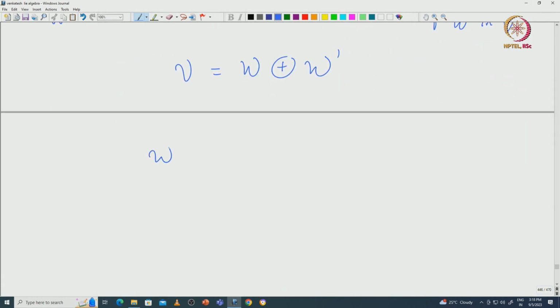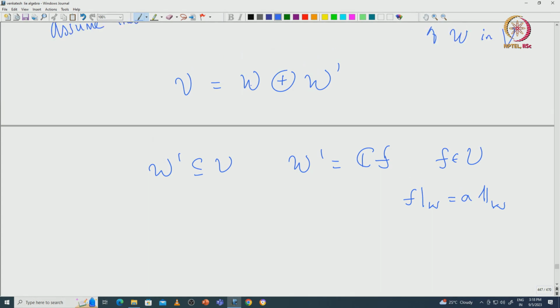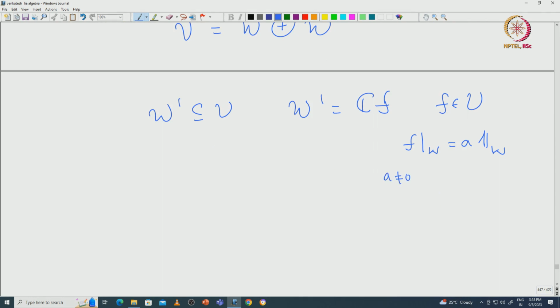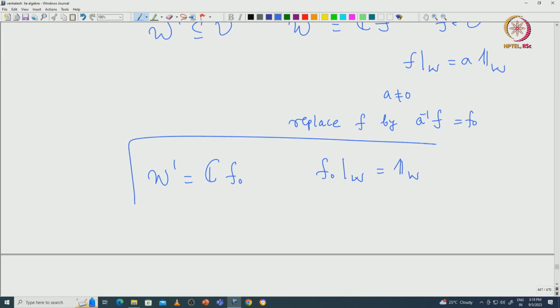Now, note that since W dash is coming from V, this W dash must be generated by some F. Since this F is an element of V, F restricted to W must be some scalar times identity on W. Since W dash is a complementary space for W, this A must be non-zero. Now, replace F by A inverse F, so that W dash becomes C times F naught, where F naught restricted to W is just the identity on W. So, this is what we have right now.